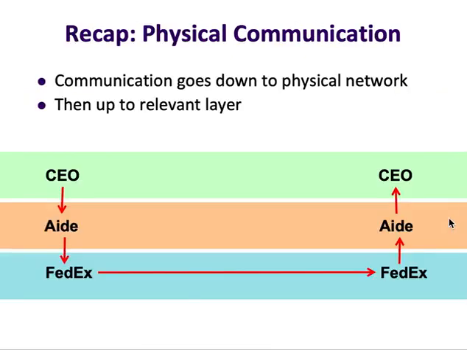Right. So to recap physical communication, are we all good with that previous picture? Okay. So to recap physical communication, we said communication goes down to the physical layer, across a network, and then up to the relevant layer. I've just told you what that physical path is. I haven't told you how each layer knows what to do with the message and where to send it next.